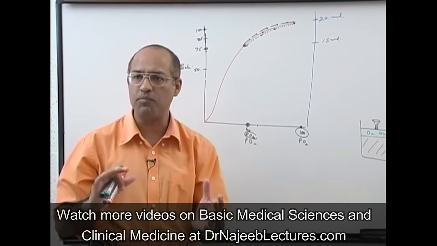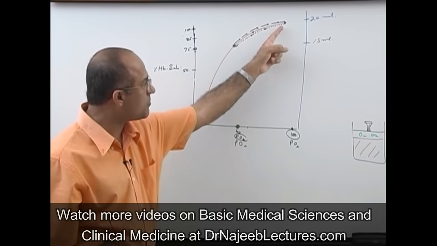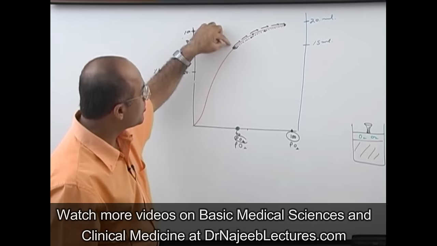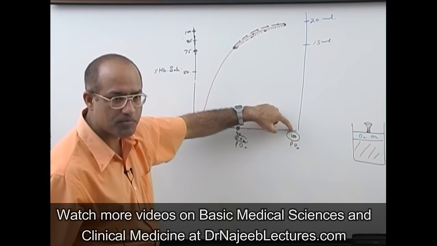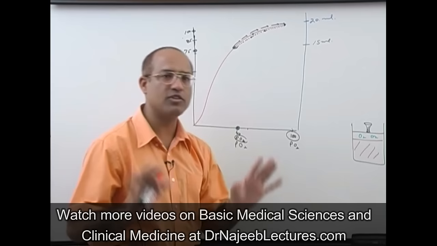So the first point which a good student should know is the normal physiological part of the curve, which is happening right now in a resting student. From the lungs to the tissue, pressure drops from 100 to 40, saturation drops from 100 to 75, content drops from 20 ml to 15 ml. When blood goes back to the lungs, pressure rises from 40 to 100, saturation increases from 75 to 100, and the content of oxygen in 100 ml of blood moves from 15 ml to 20. This is the normal. Now we talk about someone doing severe exercise.